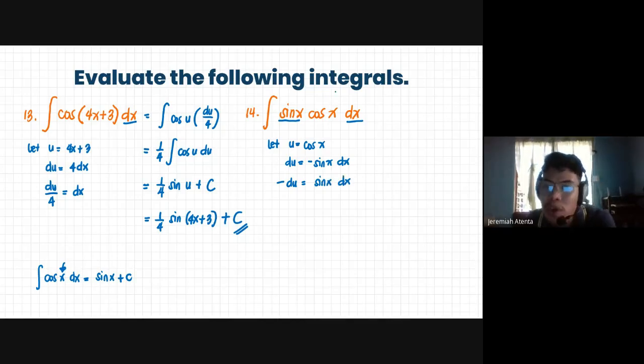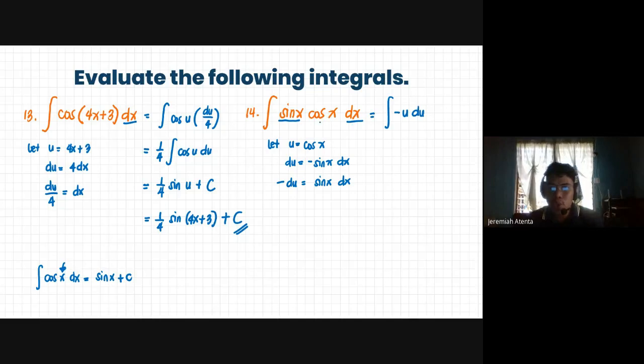Ayan. So from that, we will now have the integral of sine x dx is just negative du. So we have negative there. And cosine is just u. Then we have du. Okay? Tama? U is cosine, so this is u. Then sine x dx is negative du. Okay? So what is the integral? We can take out the negative. You have the integral of u du.